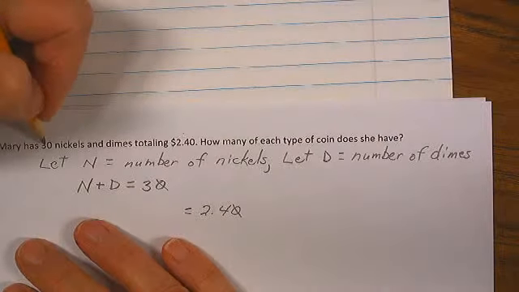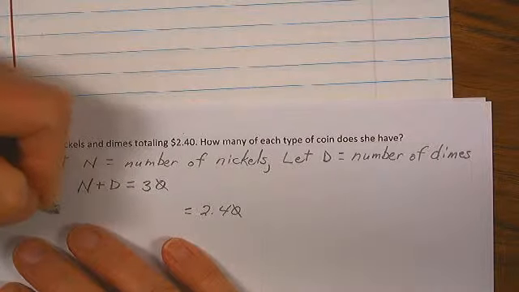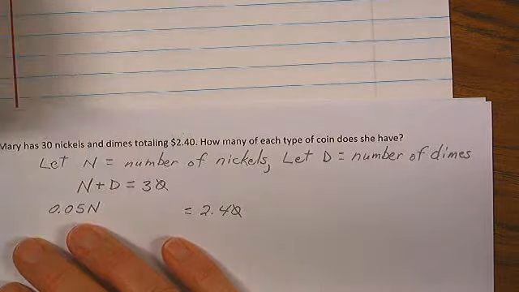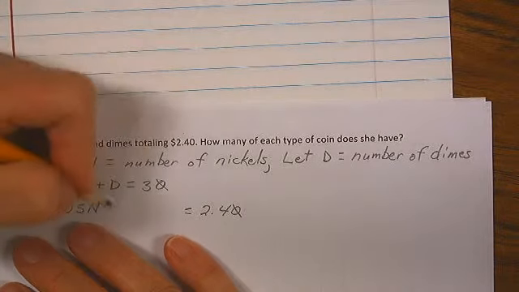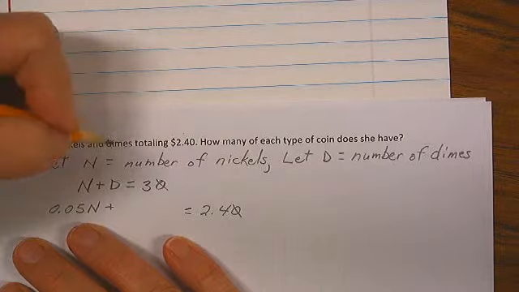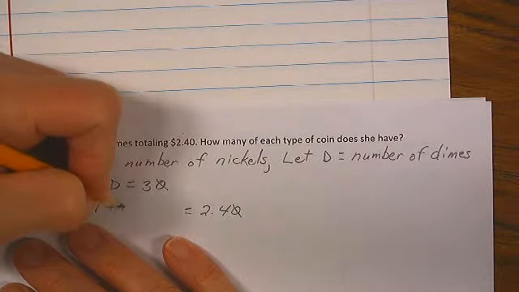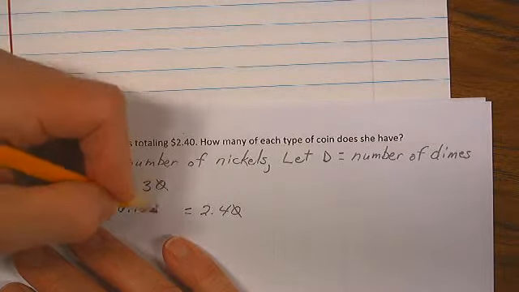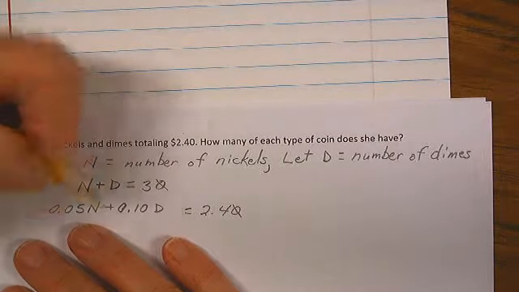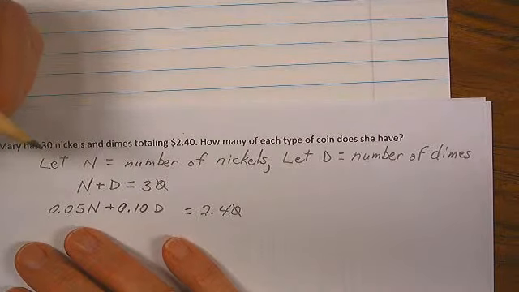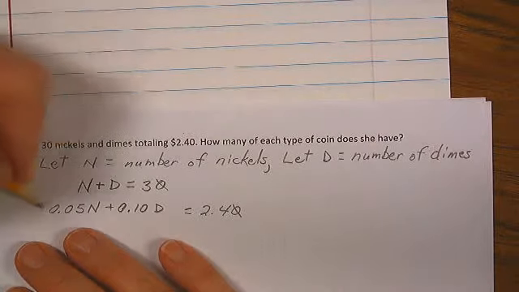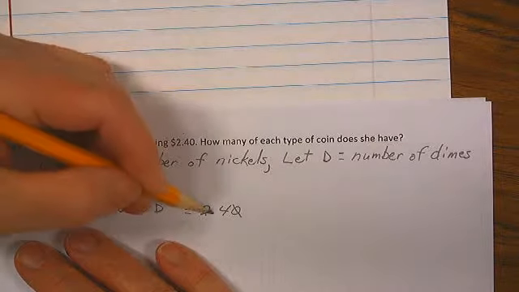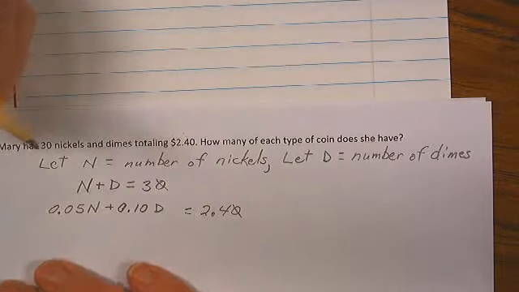Well, a nickel is 5 cents, so 0.05 times the number of nickels is the money coming from her nickels, and a dime is worth 10 cents, so 0.10 times the number of dimes is the money that comes from dimes. Okay, you know, I just think that this is really ugly. This is hundredths and hundredths and decimals. Who wants to do that?